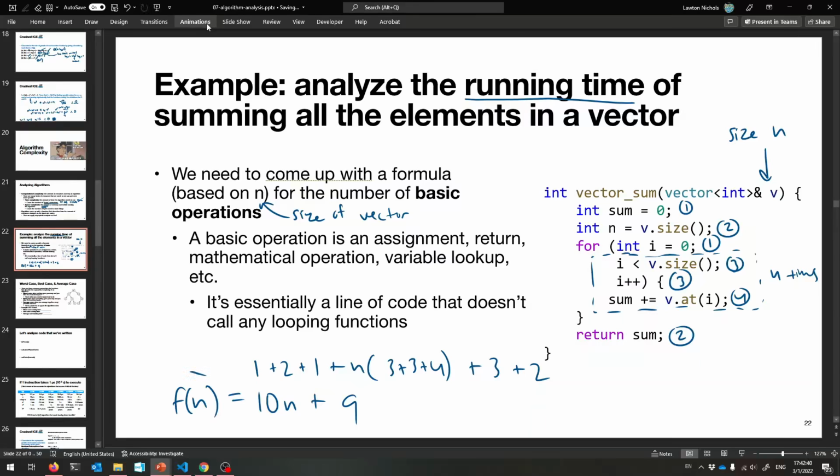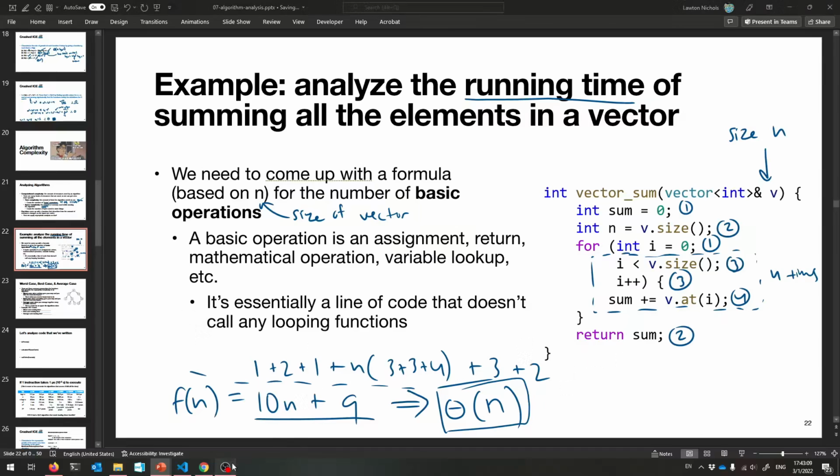And so, what is that? Big theta of n. This is a linear algorithm. You see that? So that is our final answer, because we came up with this. That is the number of basic operations that it takes to run this algorithm. Crazy. And that was what it took to figure it out. All right, so we just analyzed the running time of this function. Wasn't that cool?